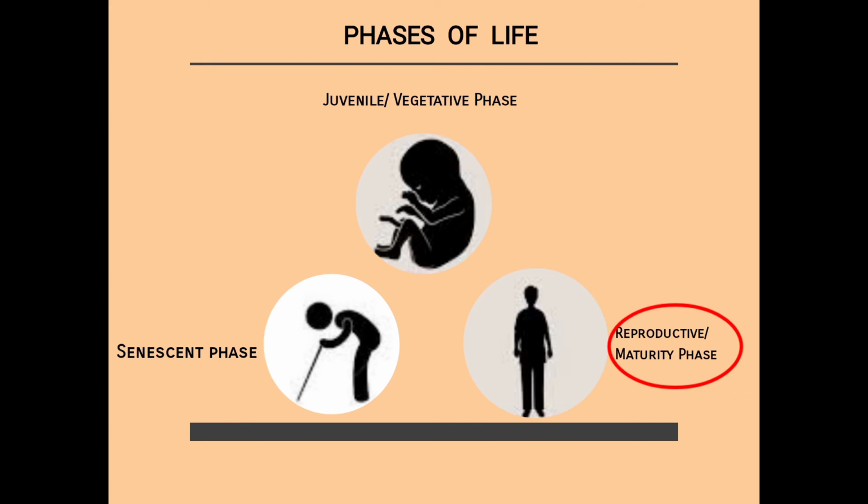So after this reproductive or maturity phase, it gets into a phase called the senescent phase. So it is the old age phase. After the senescent phase, ultimately it leads to death. So from birth till death, we have three phases of our life cycle, right?